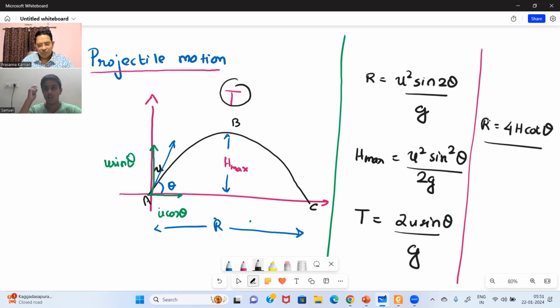Got it. For what angles will the ranges be equal? Complementary angles, correct. So give me an example: theta and 90 minus theta. Correct. Fine. Okay. So at what angle is the horizontal range maximum? Theta is 45. Very good, since sin 2 theta equals 1.